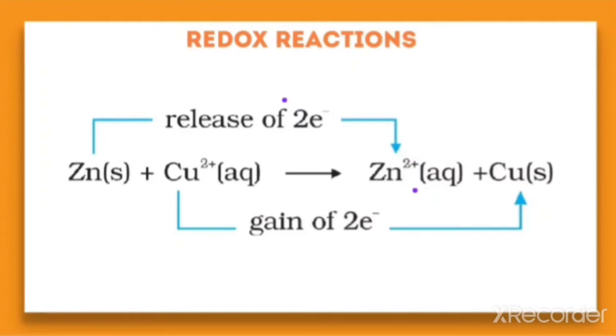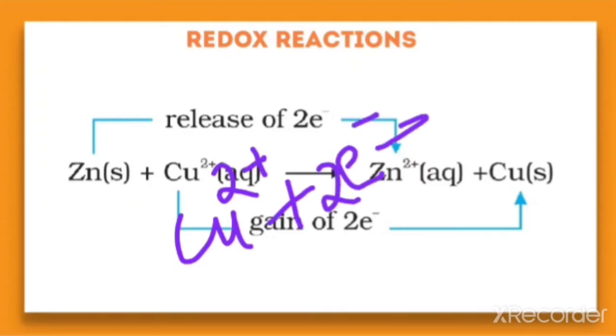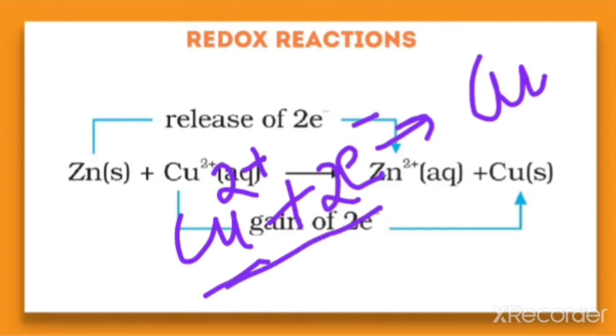then it forms zinc ion. But the 2 electrons which are lost here are gained by the copper ion. Copper ion, that is Cu2+, is the copper ion. So the electrons which are donated by the zinc are accepted by the copper ion. That means it gains the 2 electrons and it forms copper. How does it come? Because the copper ion having 2 positive charge gains 2 electrons, that means plus 2 electrons, giving rise to copper. So here there is a gain of electrons, that's why the positively charged ion is converted into neutral.